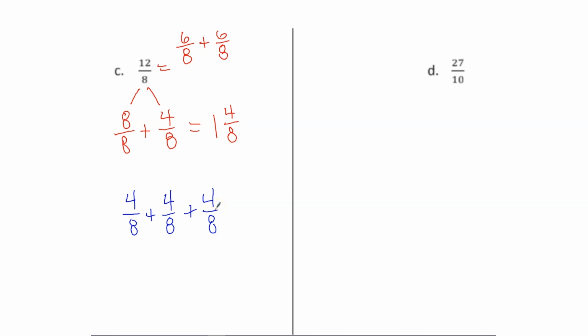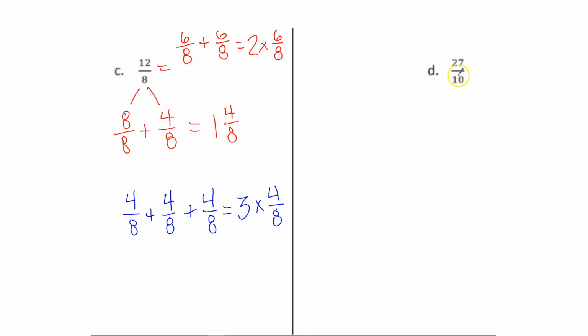All right. And for this top one, we will write this as 2 groups of 6/8. And what do you think we're going to have for the bottom blue? Hopefully you said 3 groups of 4/8. All right, same thing here.